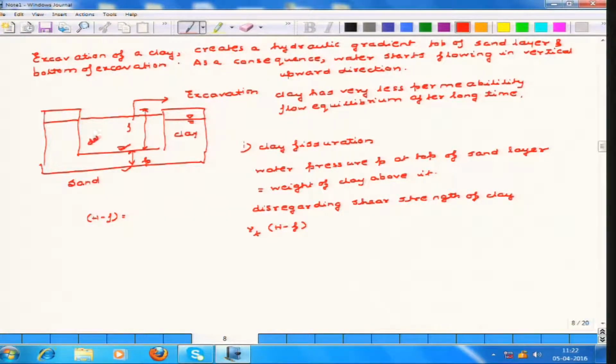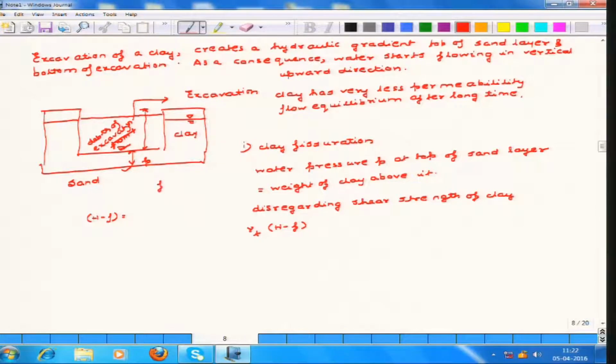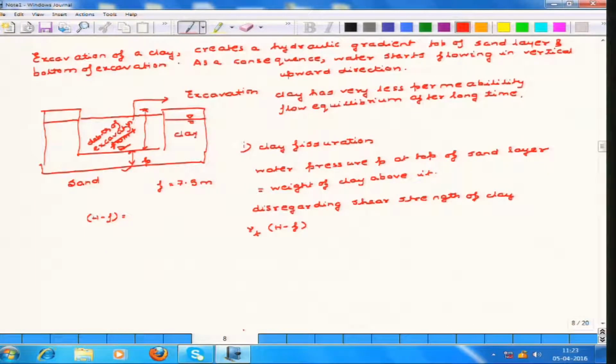H is basically the depth of excavation, just the depth of excavation, because we do not want to consider any water table. So, basically F is just the depth of the excavation. Now, the depth of excavation is said to be 7.5 meter, so F is given as 7.5 meter, and the value of H is given as 11 meter, because the clay is underlain by sand at a depth of 11 meter below the original ground surface.